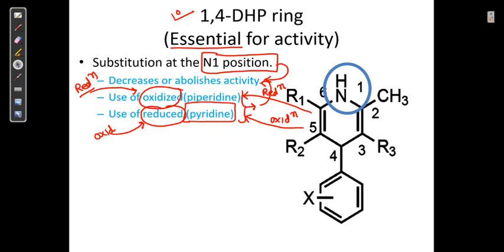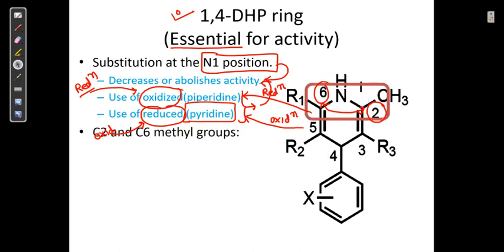After the first position, we move to the second position, and the second and sixth positions are mirror images of each other. So whatever treatment we give at the second position, the same treatment we have to give at the sixth position. So C2 and C6 methyl groups are the best. They give the activity, except amlodipine. Amlodipine says, I am special.